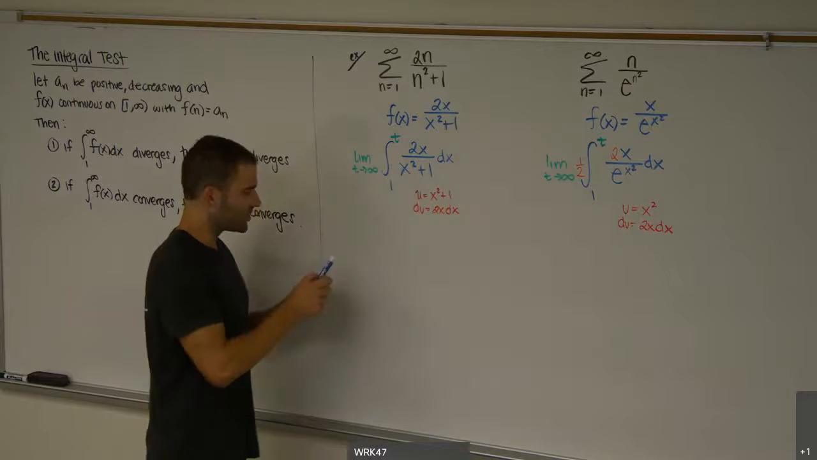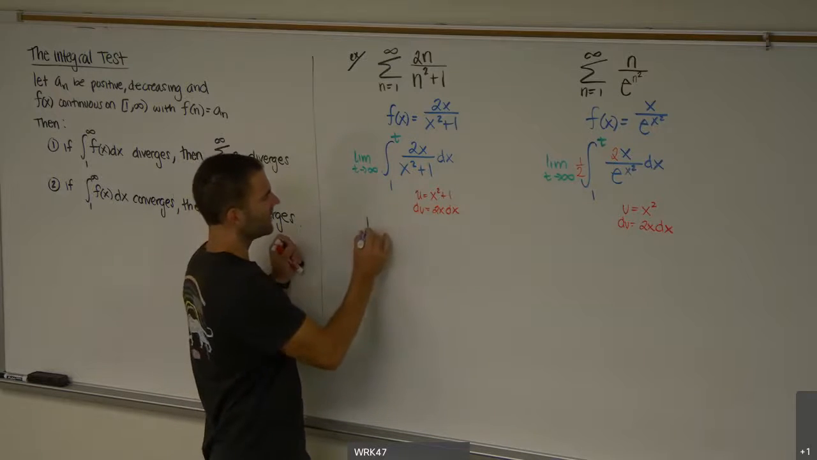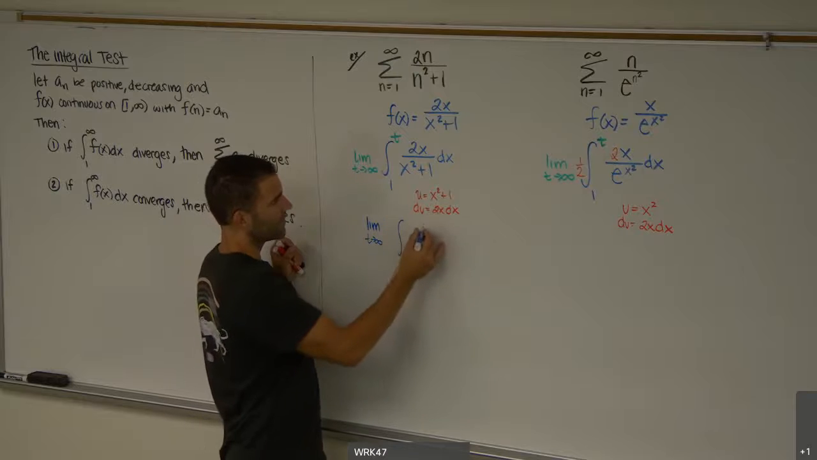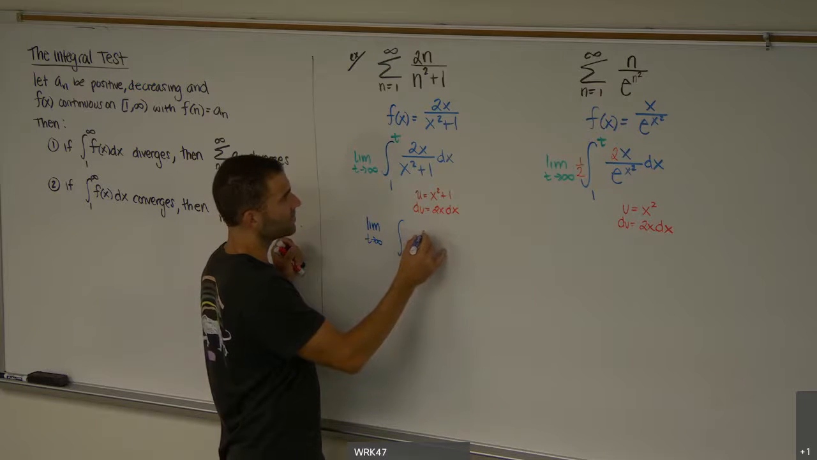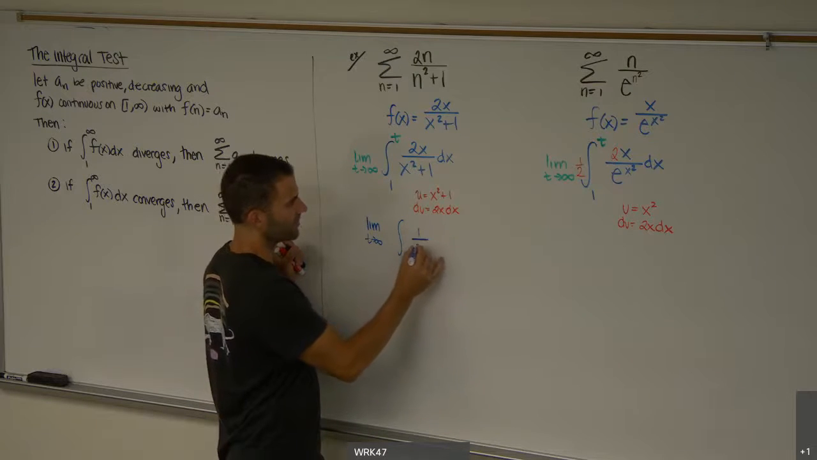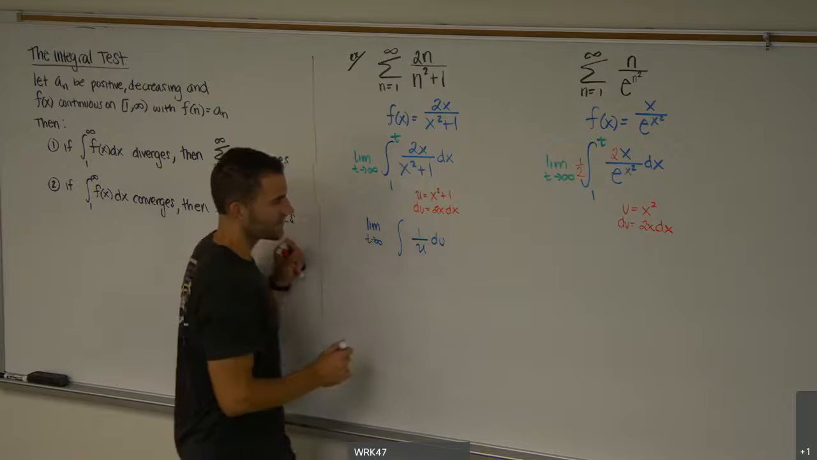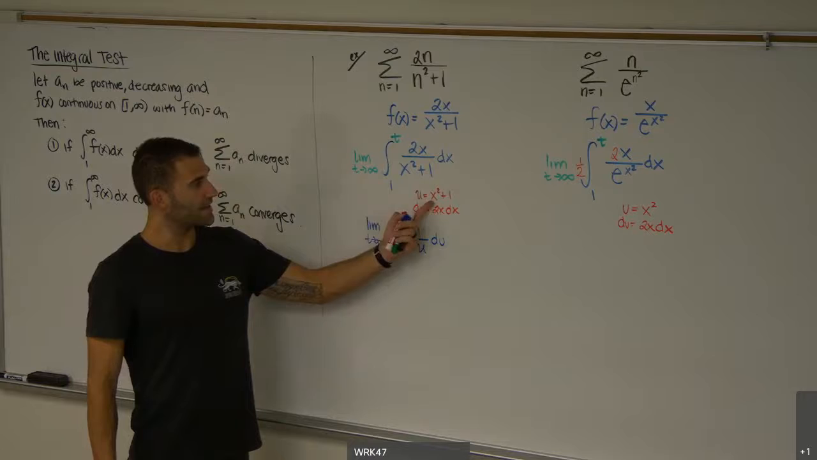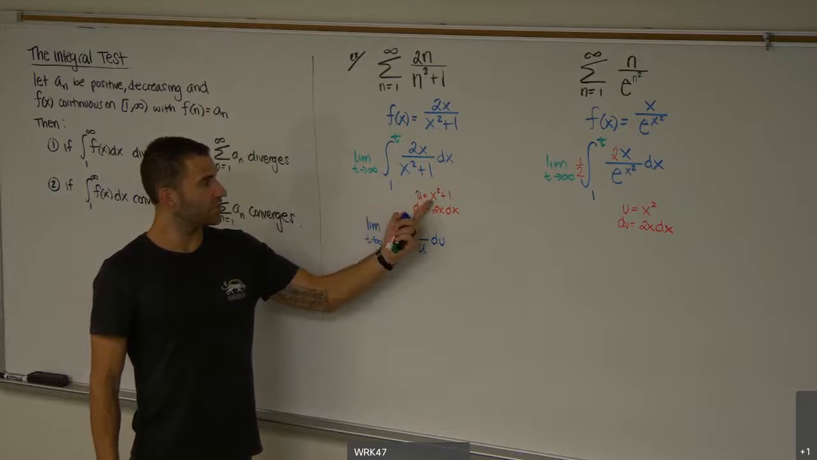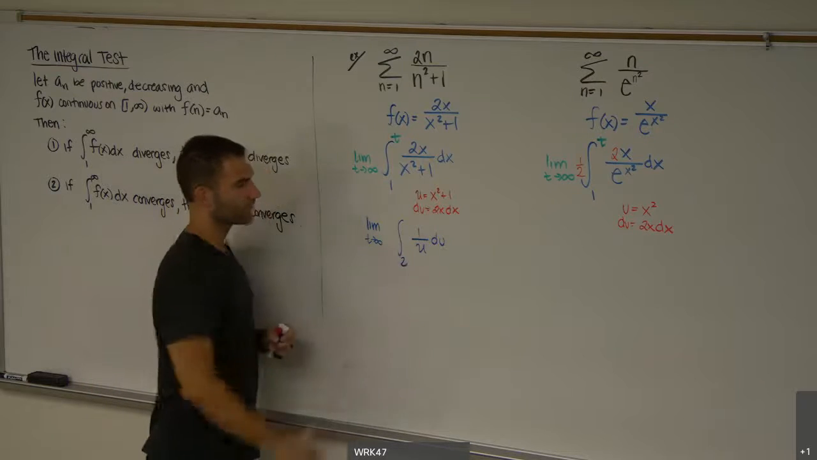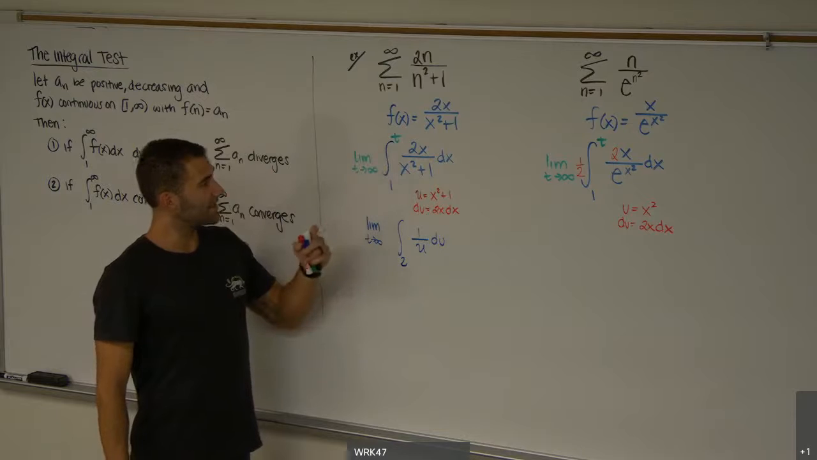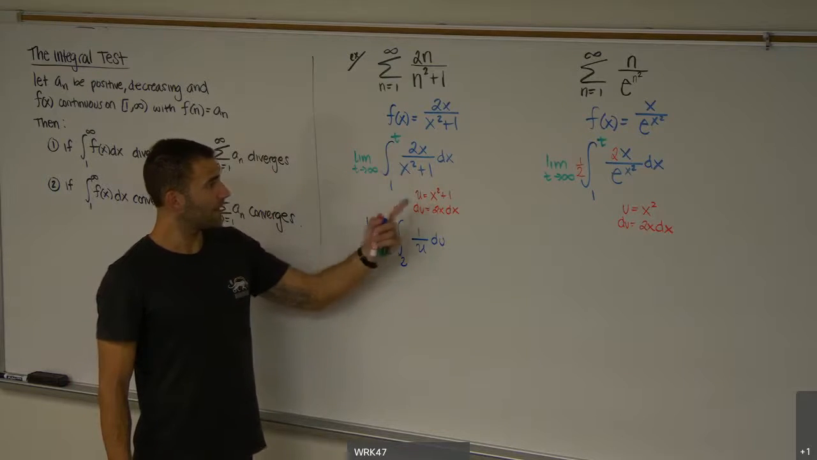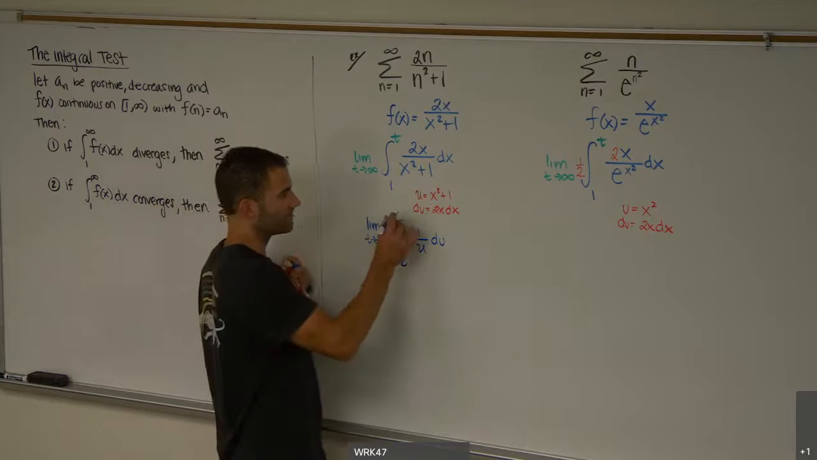And so we do our substitution. We get the limit as t goes to infinity. The numerator is now just du, 1 du, and the denominator is u. So we get something that looks like this. Now, of course, we need to remember to change my bounds. So when x is 1, u is now 2. When x is t, we get t squared plus 1.